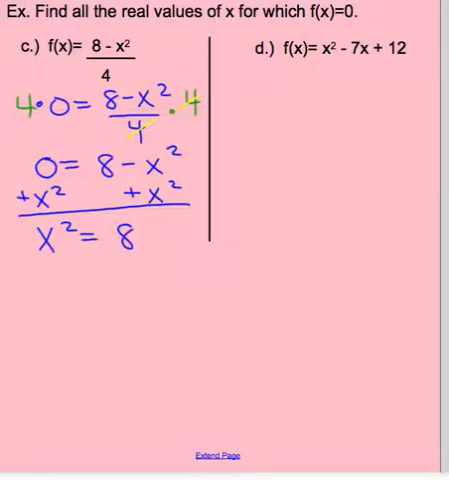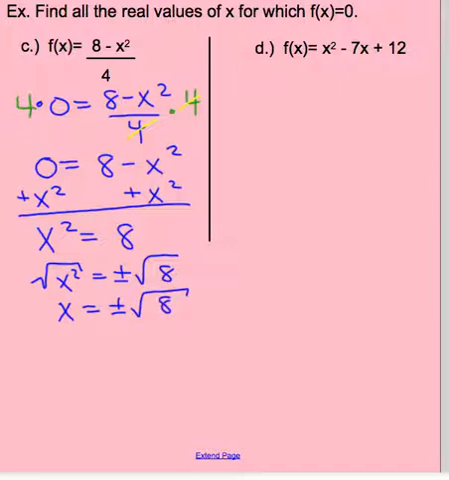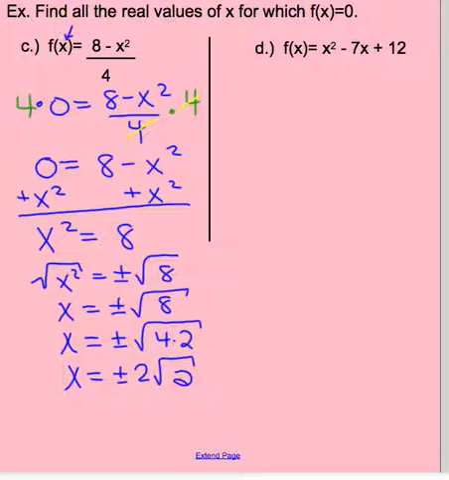Then we're going to undo the squared, so we're going to square root both sides. So we get x equals plus or minus the square root of 8. Now you can reduce that radical down, so I'm going to break down the radicand, which is 8, as a product of two numbers, 4 times 2. The square root of 4 is 2. So your final answer in exact form is plus or minus 2 square root of 2. That's what makes that function 0.